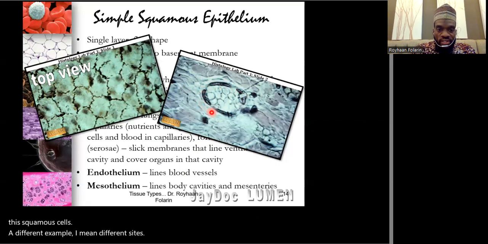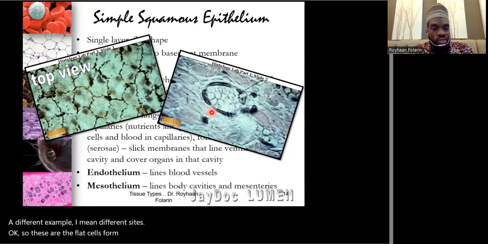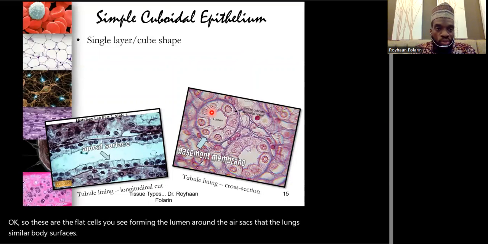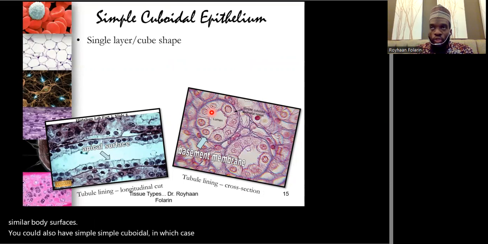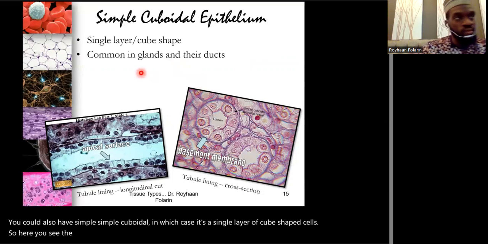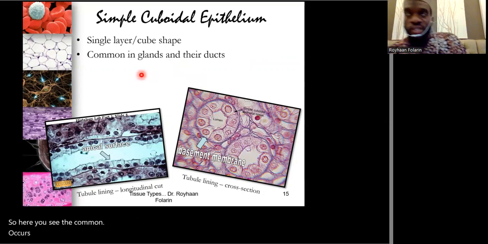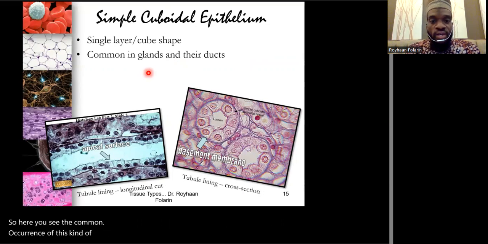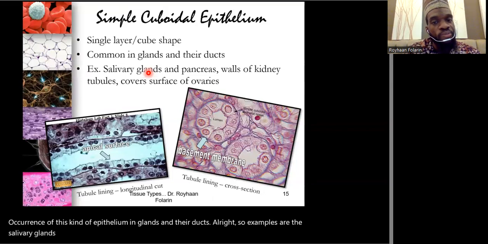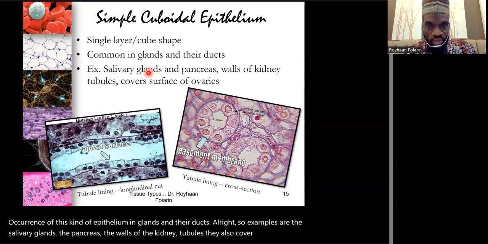So here are examples of these squamous cells, different examples, different sites. Those are the flat cells you see forming a lumen around the air sacs, like in the lungs. You could also have simple cuboidal, in which case it's a single layer of cube-shaped cells. Here you see the common occurrence of this kind of epithelium in glands and their ducts, right? Examples are the salivary glands, the pancreas, walls of the kidney tubules. They also cover the ovaries.